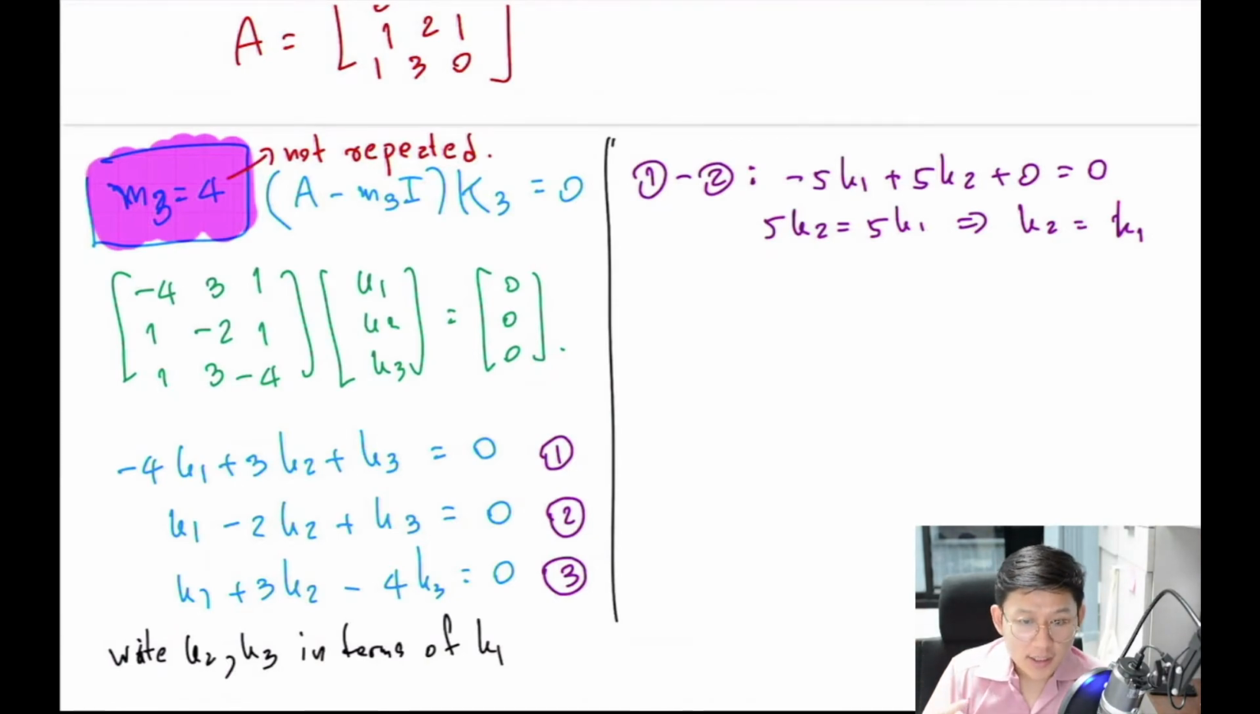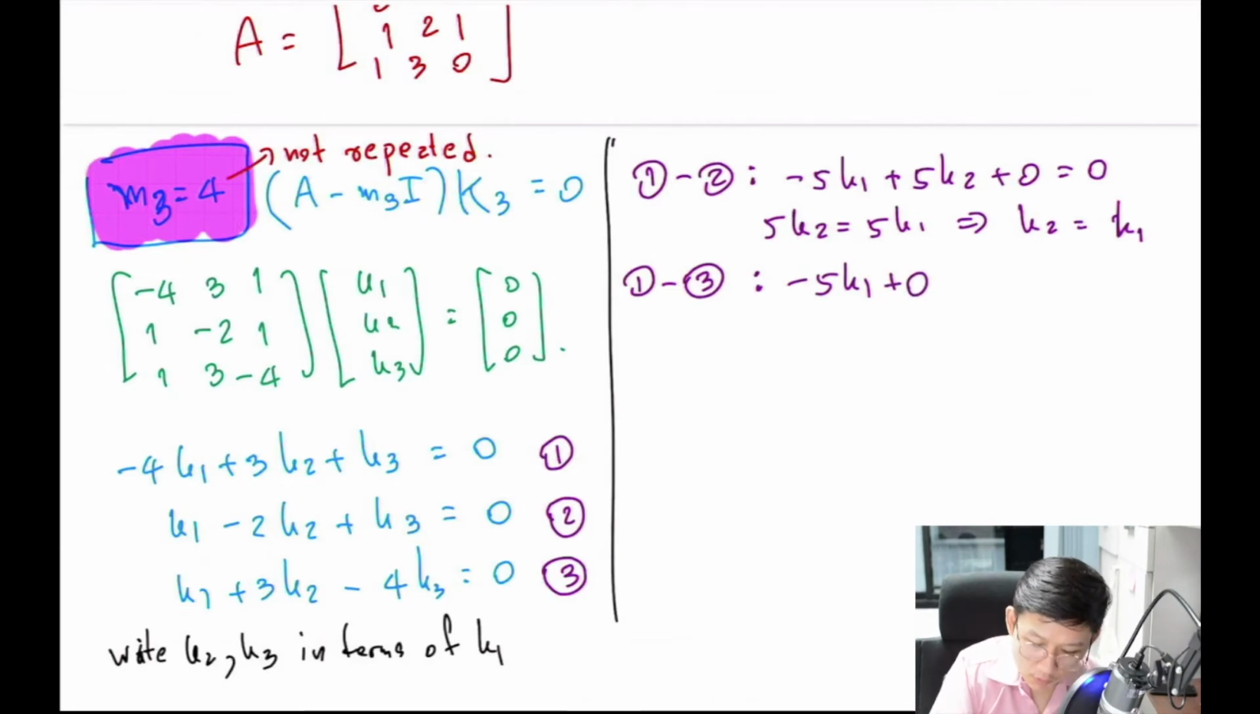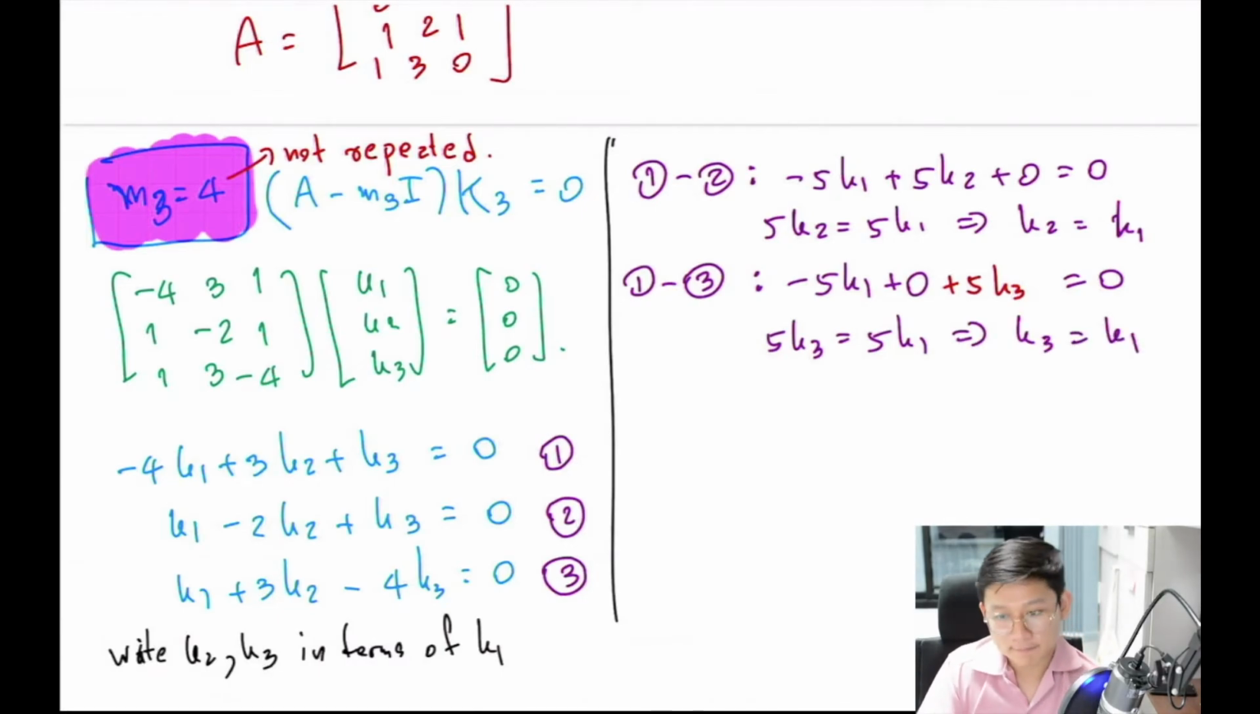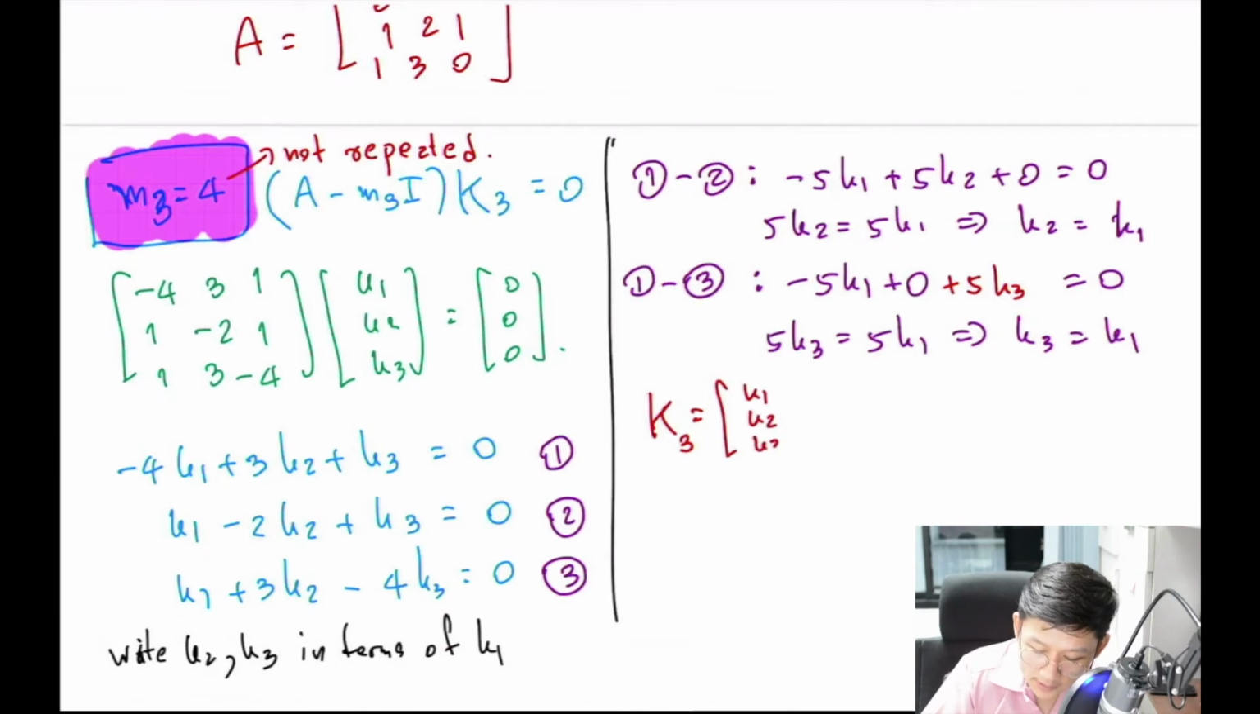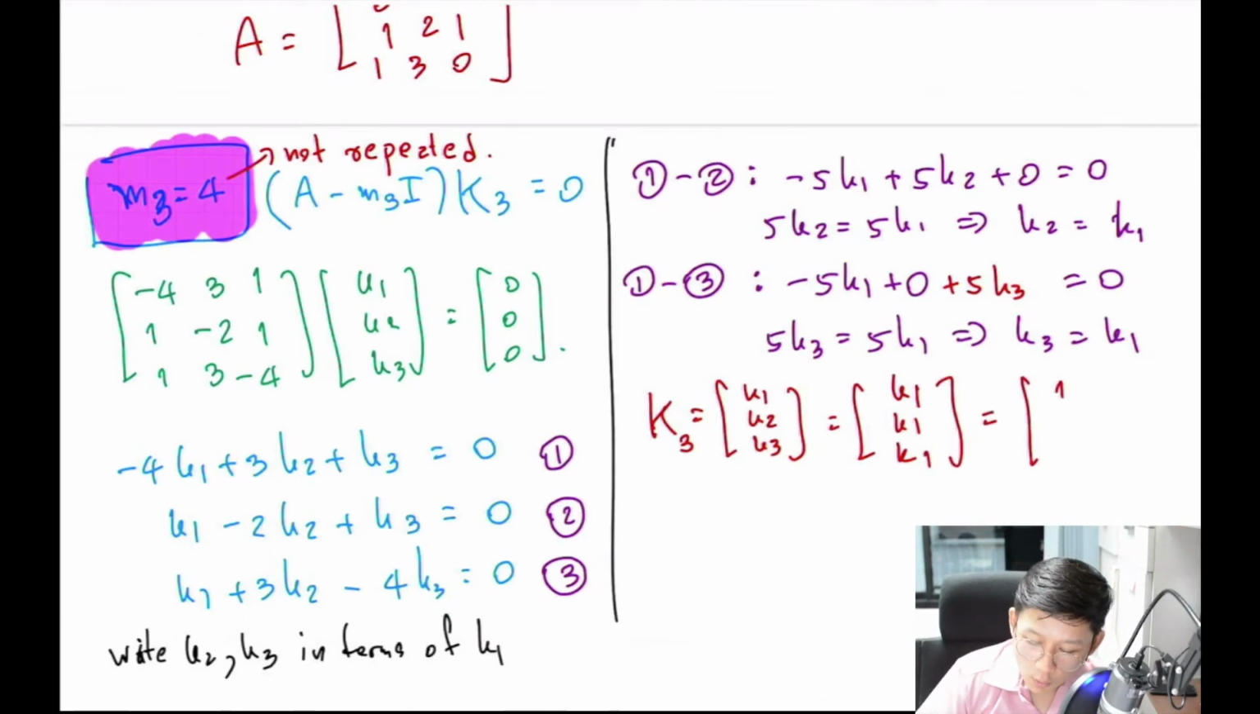And next, if I look at equation 1 and 3, and then I take equation 1, subtract it by equation 3, what I have would be minus 5k1 plus 0, because you know this guy and this guy disappeared, right? And then I get k3 minus minus 4k3, that I would get plus 5k3 equals 0. So again, I get 5k3 equals 5k1, which means that k3 is the same as k1. So I know that my vector k3, which is k1, k2, and k3, can be written as k1, and k2 is k1 as well, and k3 is k1 as well. And then I substitute k1 with 1, right? So I get 1, 1, 1.